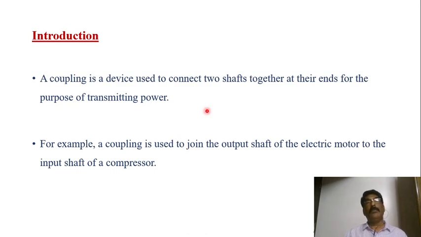Thus, the main purpose of the coupling is to transmit the power or motion from one shaft to another. The shafts to be connected may be perfectly aligned, as in the case of a rigid coupling, or may have lateral or angular misalignment, as in the case of a flexible coupling. Also, the coupling may be used to absorb shocks and vibrations, as in the case of a flexible coupling.